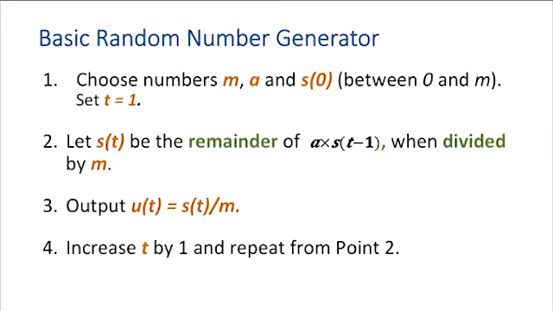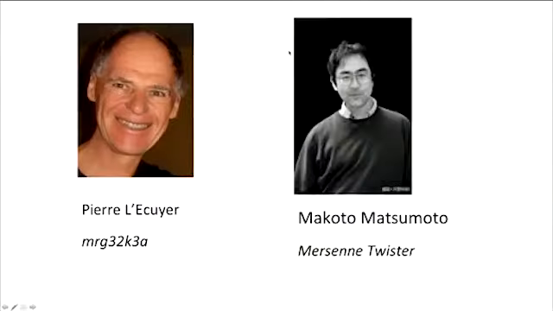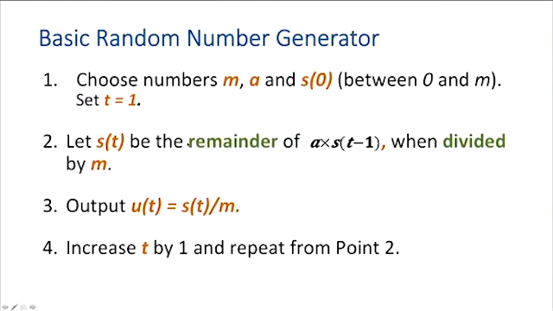So this is kind of the only formulas I use. So how does a basic random number generator work? These random number generators work very similarly. It's a little bit more complicated, but the core is very similar. So what you do is you choose 3 numbers, M, A, and S0.